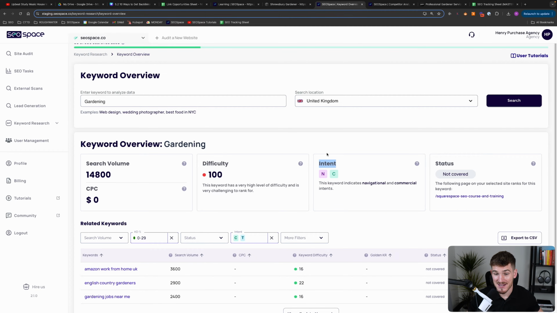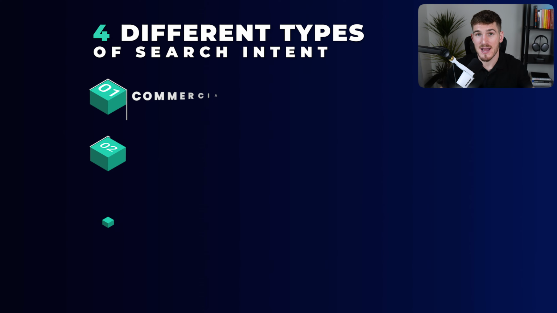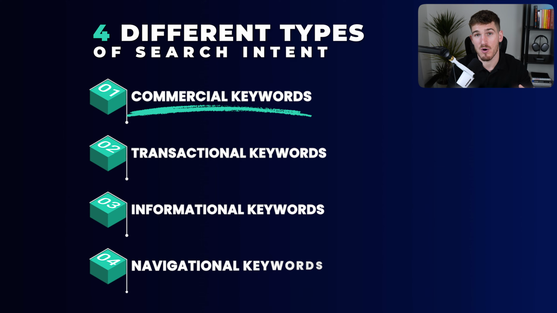We then have intent, and the intent is the reason why someone is searching for a particular keyword. There's 4 different types of intent. There's commercial, which is where someone's potentially looking to spend money in the future and they're looking for the right product or service for them.